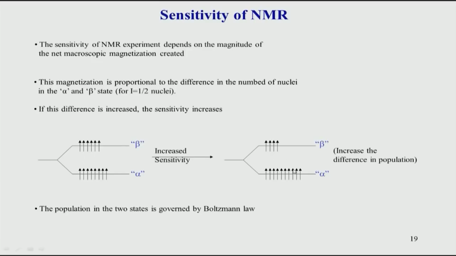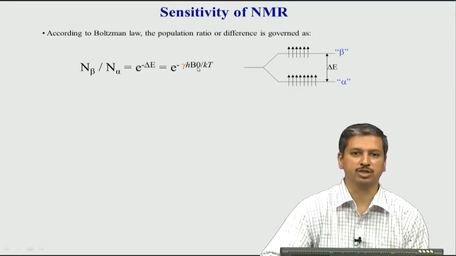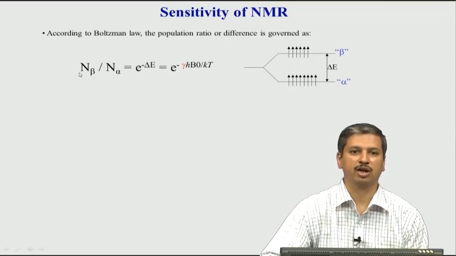As I said, if you go back to the Boltzmann law, the difference comes from this factor here. If I increase B0, that is the magnetic field, I can increase the difference, because if you look at this mathematical formula, if I increase delta E, e raised to minus delta E will go down, which means fewer nuclei will be in the upper state compared to n alpha. So, what we are trying to do here is increase n alpha compared to n beta, the relative ratio, and that is governed by this famous Boltzmann equation.